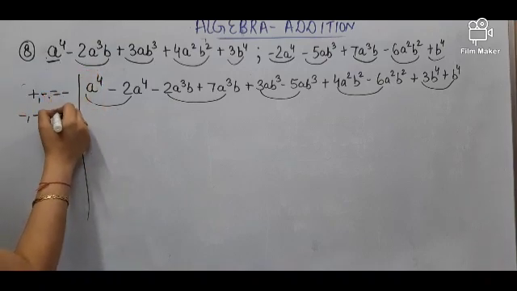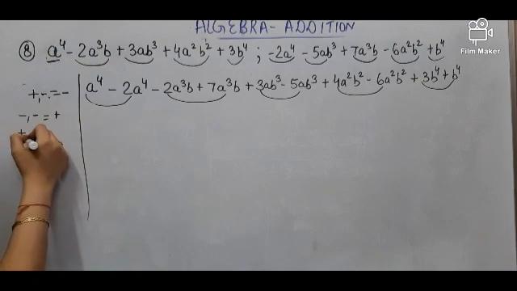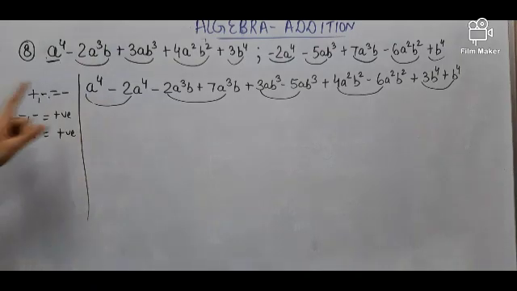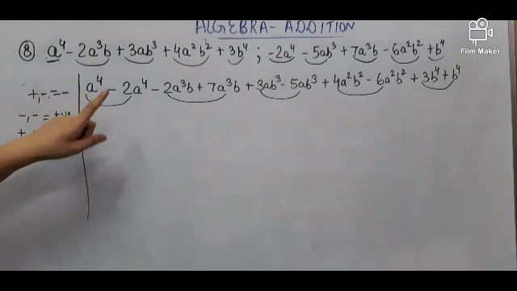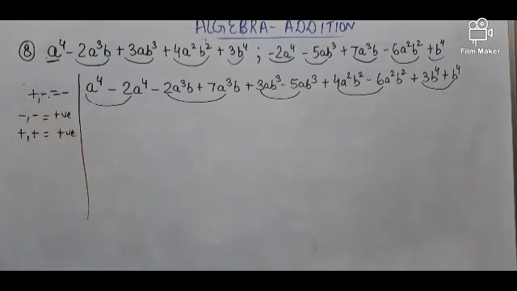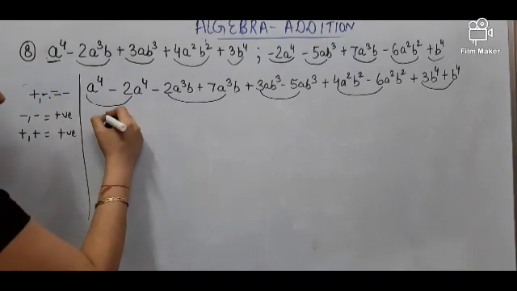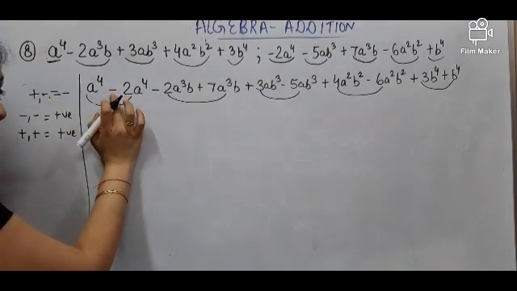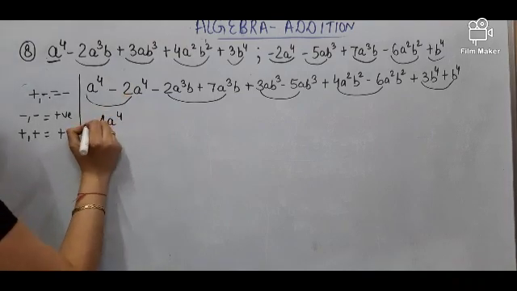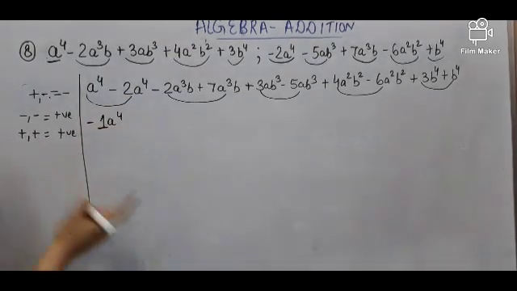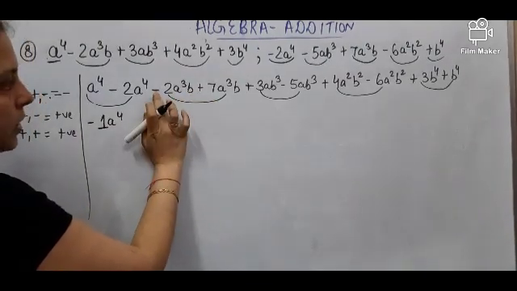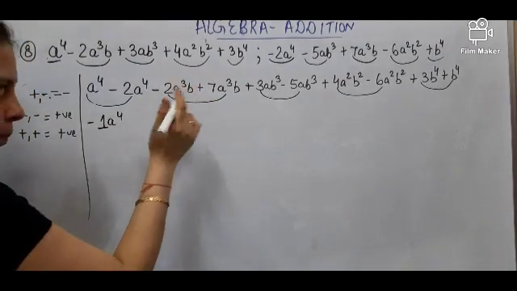Two negatives are positive, and two positives are always positive. Here one is positive and one is negative, which means we subtract the terms. So 2 minus 1 is 1, and as 2 is preceded by a negative sign, we write minus here. Again, 1 positive and 1 negative means subtract.